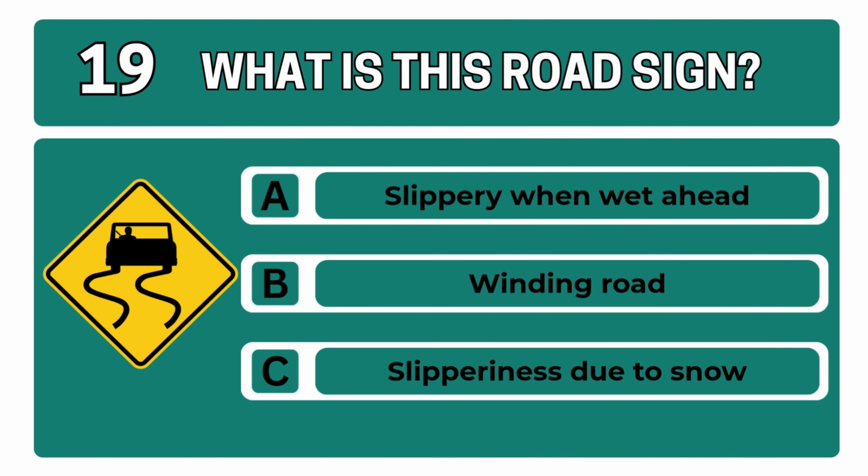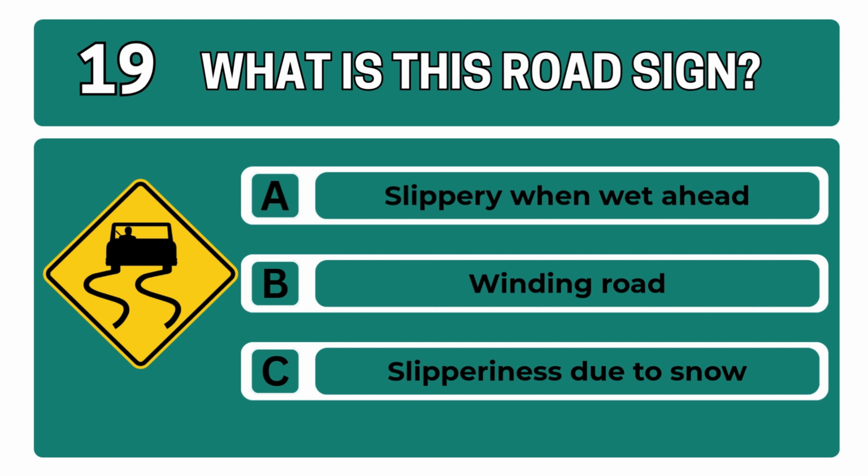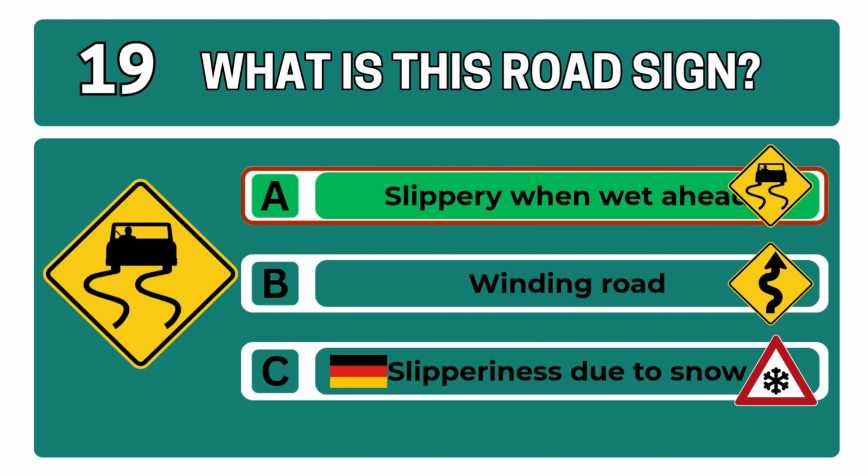Question 19. What is this road sign? A. Slippery when wet ahead. B. Winding road. C. Slipperiness due to snow. The answer is A. Slippery when wet ahead.